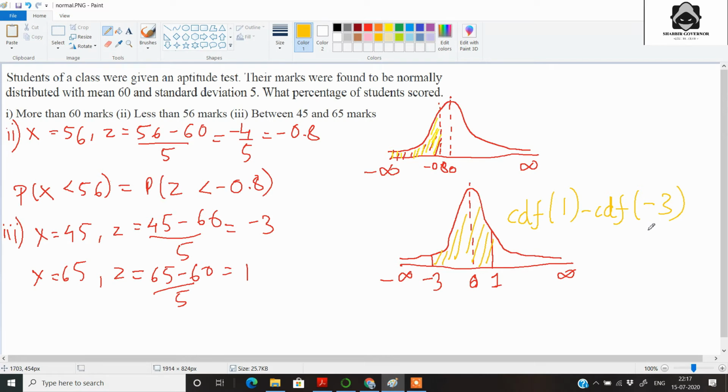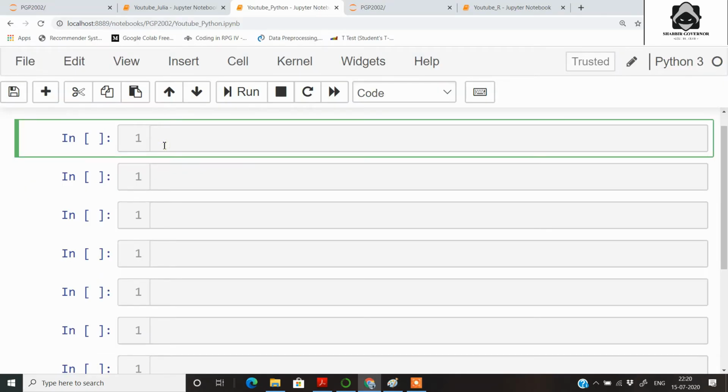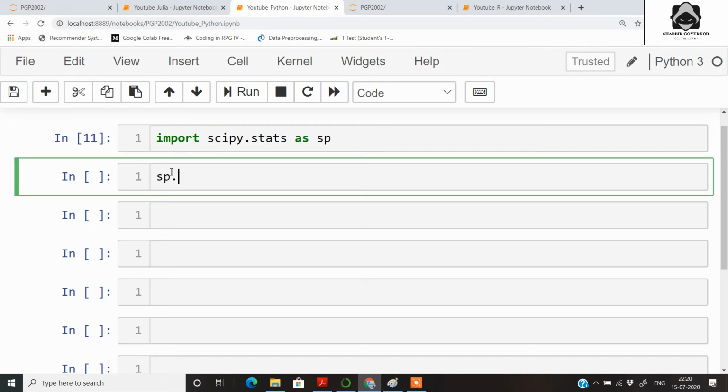So now let's check the solutions to both these problems, first in Python, then in R, and then in Julia. I have a Python Jupyter notebook open here. First we'll import scipy.stats, so that we write sp.norm.cdf, and we have to pass the CDF up till the point 56. The mean of the distribution was 60 and the standard deviation is 5.